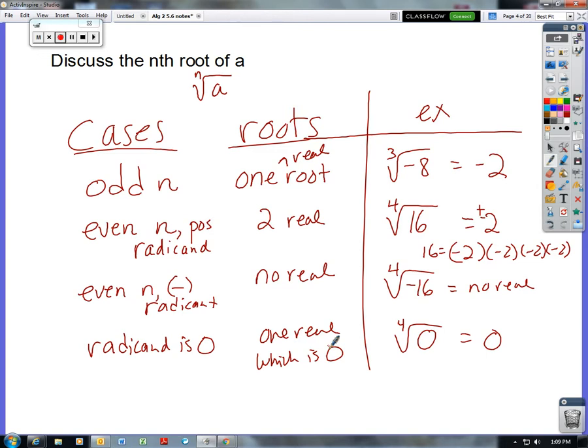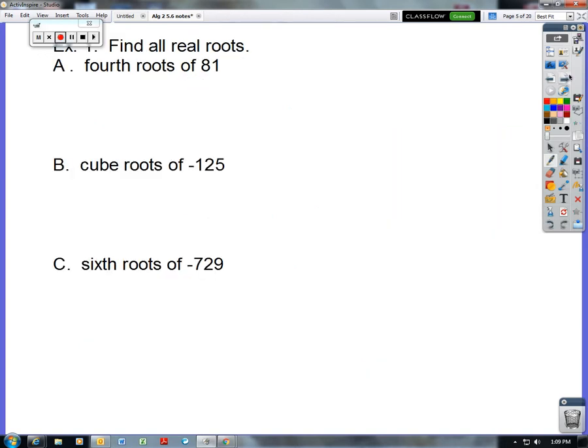So those are the cases that we're going to use here on this next slide. It says find all the real roots. So the fourth roots of 81, when you do that, you can write it like this. And you have to ask yourself, what number times itself 4 times would give you 81? And that would be 3, because 3 times 3 is 9, times 3 is 27, times 3 is 81. But you have to have plus or minus 3, because you could also do negative, negative, negative, negative. And that would also give you positive 81. So this one can be somewhat tricky if you forget. It's kind of like when you take the square root, you need to remember there's plus or minus.